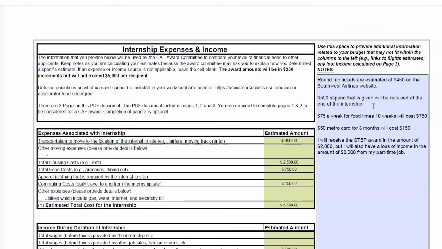In this box on the right is where you can include more information. The more details that are provided can help the selection committee to understand your financial need. So for example, round trip tickets are estimated at $450, and this estimate was found on the Southwest Airlines website. The $500 stipend that is given will be received at the end of the internship.